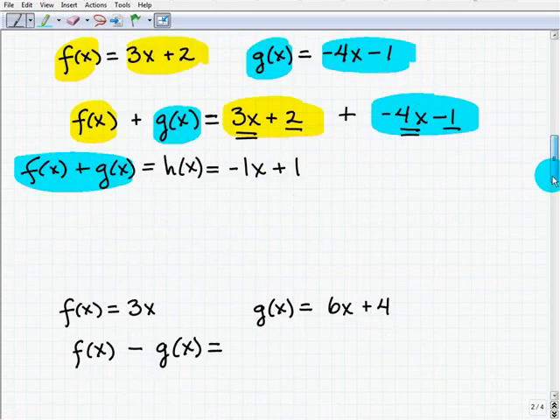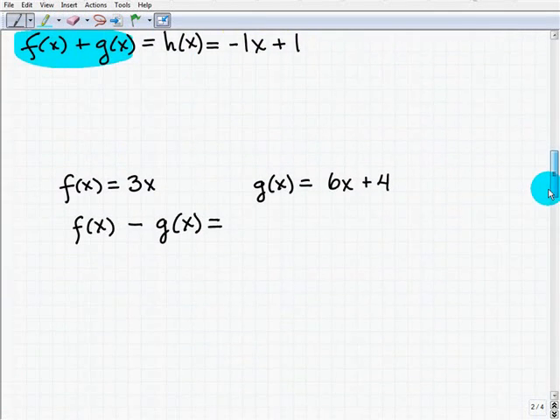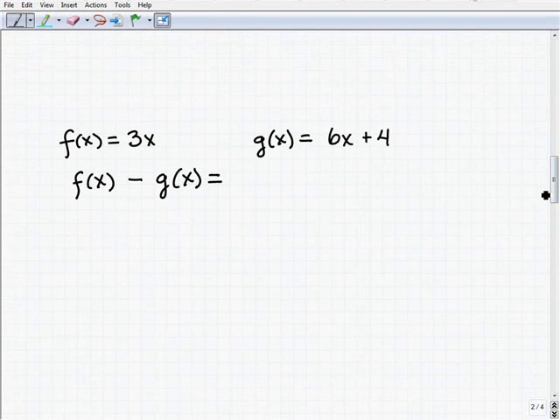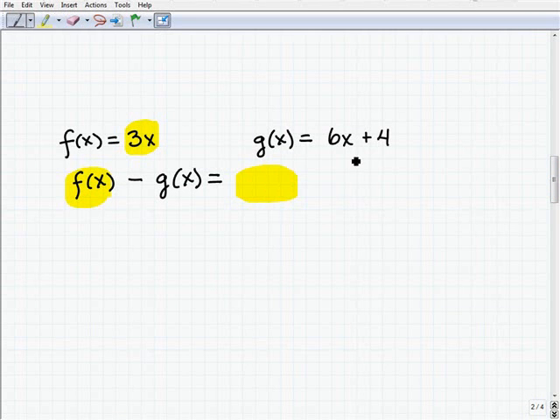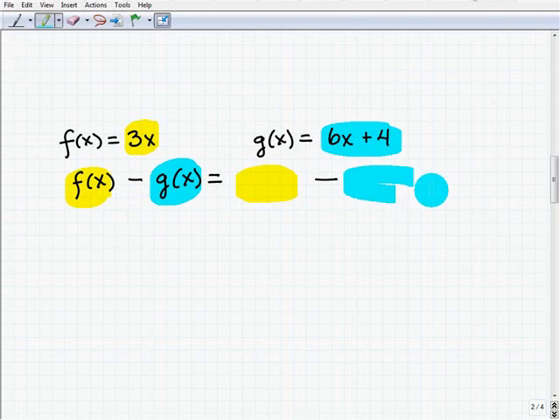All right, so now that you have a pretty good feel, hopefully, for what we're doing here, why don't you take a moment and see if you can do this problem, okay? The difference of f of x and g of x. You're going to subtract one function from another, so go ahead and set it up. All right, so here we have the f of x function, that's 3x. We're going to write that there. And then we're going to subtract the g of x function. We're going to write that there.